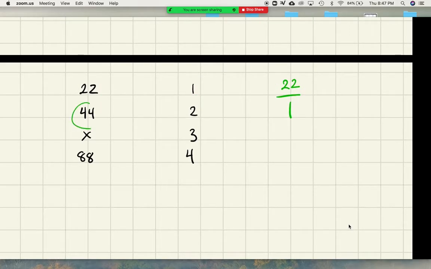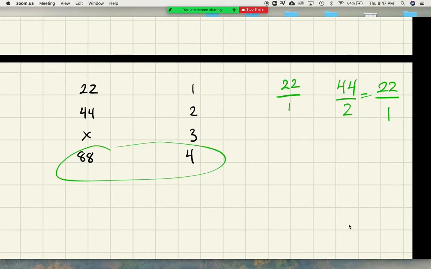But same thing, if you do the 44 over the 2, and if you divide that, you still get 22. You could put it over 1 or you could leave it, because 22 over 1 is the same thing as just 22. And then you do 88 divided by 4. That also gives you 22.